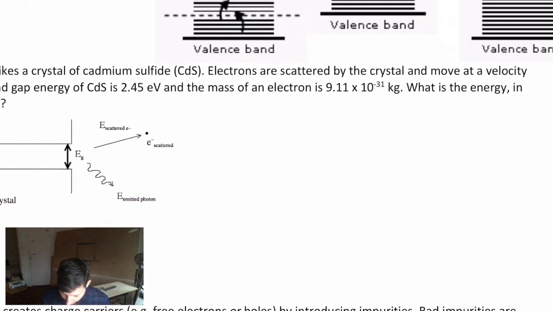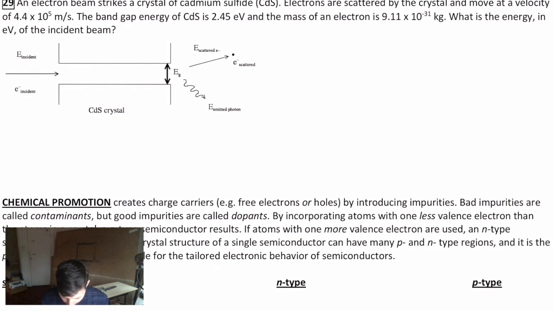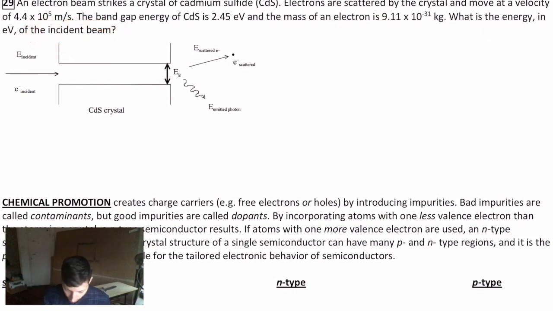So one thing we didn't talk about last time is what if your energy is not exactly equal to the band gap energy? What happens to that excess energy? So here it says we have an electron beam that's striking a crystal of cadmium sulfide. The electrons are scattered, and then they move at a velocity of 4.4 × 10^5 meters per second. The band gap energy was 2.45 electron volts, and an electron's mass is small, 9.11 × 10^-31 kilograms. Well, what was the energy of that incident beam? Was that exactly equal to the band gap, or was it more than enough? I want to calculate what that is.